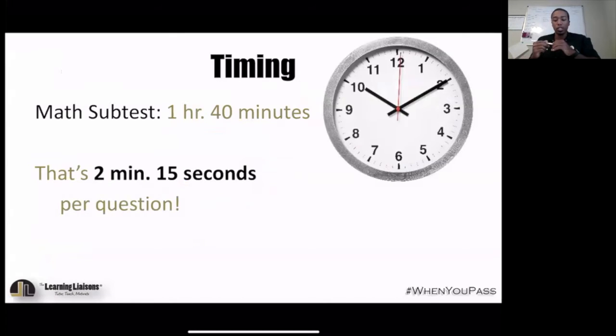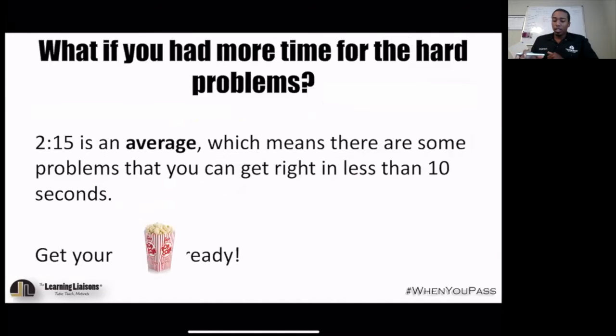The timing per question: we will get 2 minutes and 15 seconds per question. All I did there was, you get 100 minutes for the test, 45 questions, you divide it, and you get 2 minutes and 15 seconds. Now, diving in, 2 minutes and 15 seconds, that's an average. That is an average. And what that means is, again, there are easy questions and there are hard ones.